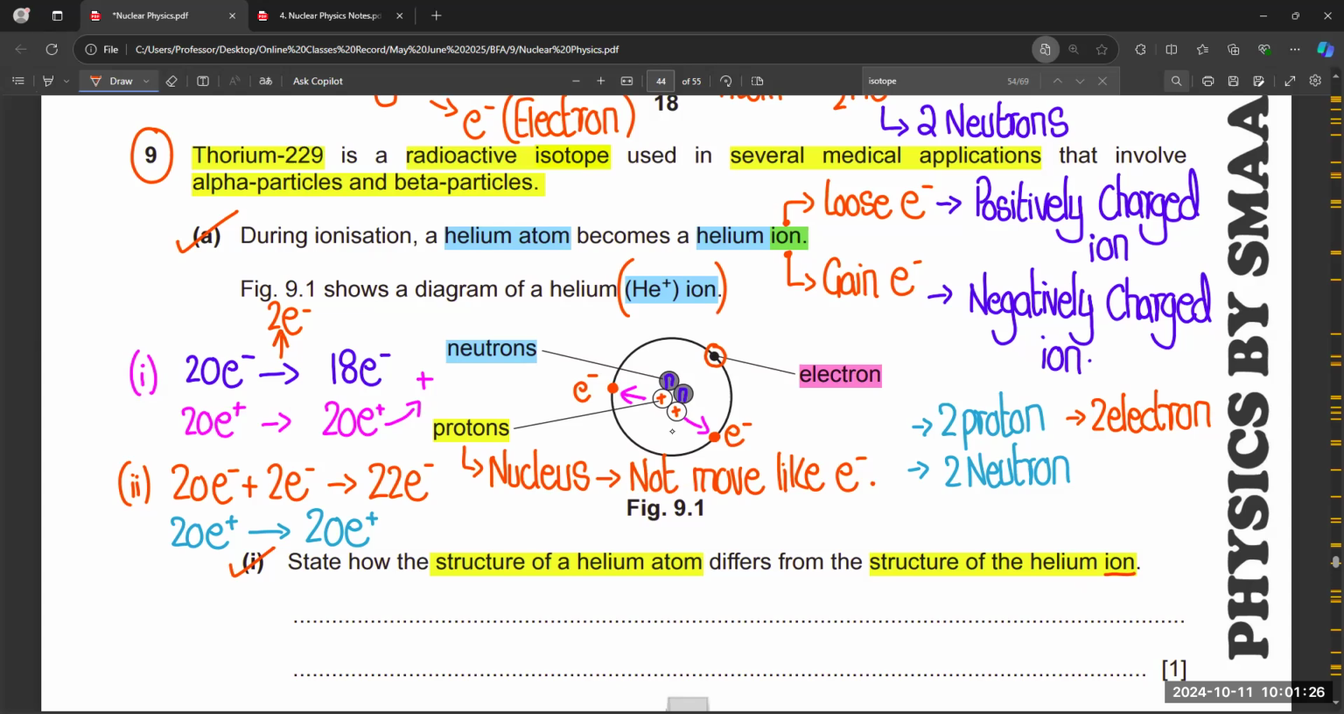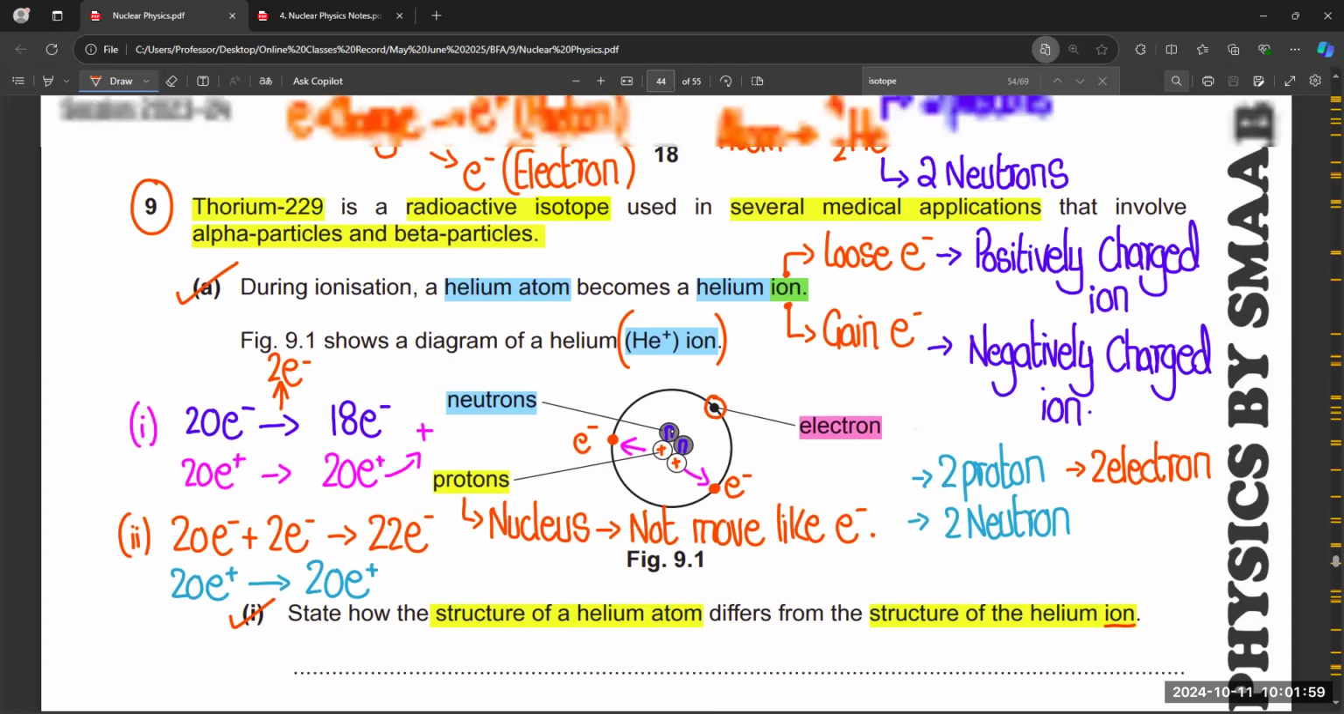Basically what is happening over there, it is mentioned He plus. He plus means it is a positive ion or a negative ion? He plus means positive ion. Yes. So according to the positive ion, what do you think? It will lose electron or it will gain electron? It lost electron. Lose electron. Good. So basically, this is the difference, right?